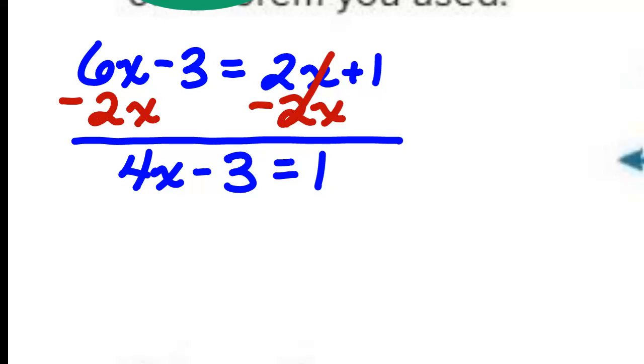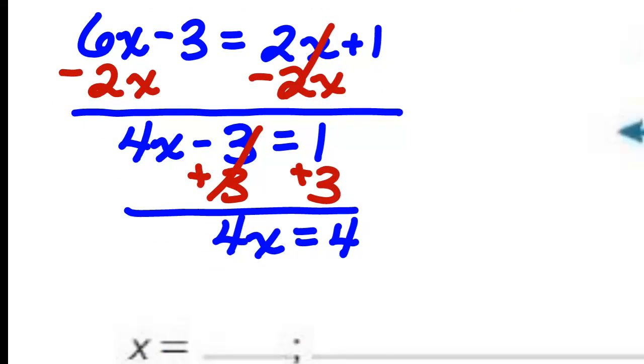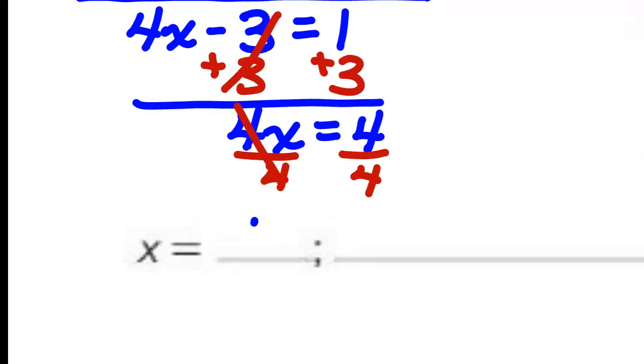Then what do we do? Add 3 to both sides. So I have 4x equals 4. Divide both sides by 4, and I get that x equals what? X is 1.